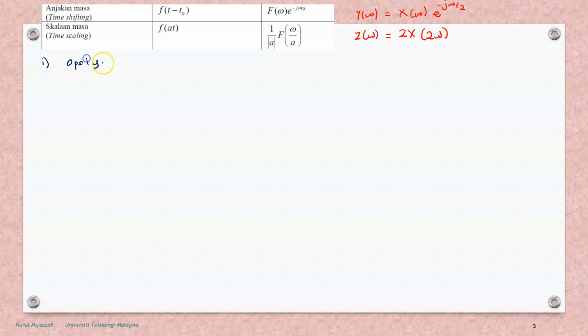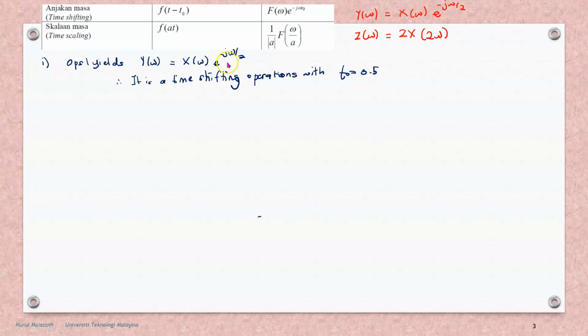First question, name two operations ops1 and ops2. We put like this: ops1 yields Y(ω) equal to X(ω) exponent negative jω over 2. So basically this is a time shifting operation with t0 equal to 0.5. When t0 equals 0.5, in terms of x(t) transformed to X(ω), we will get X(ω) exponent negative jω 0.5. So ω over 2 is 0.5.